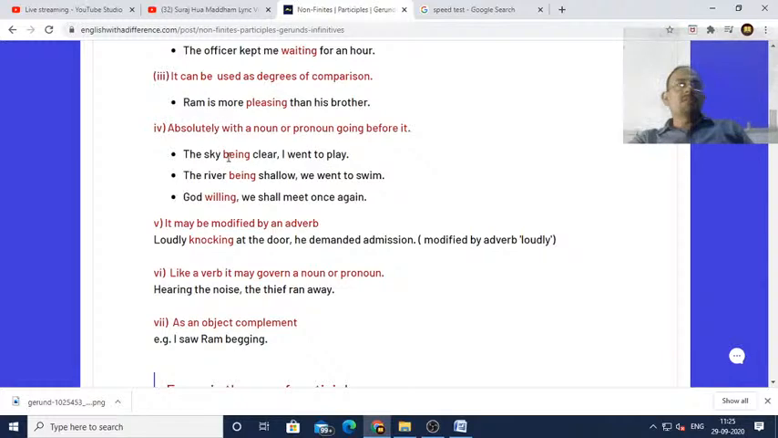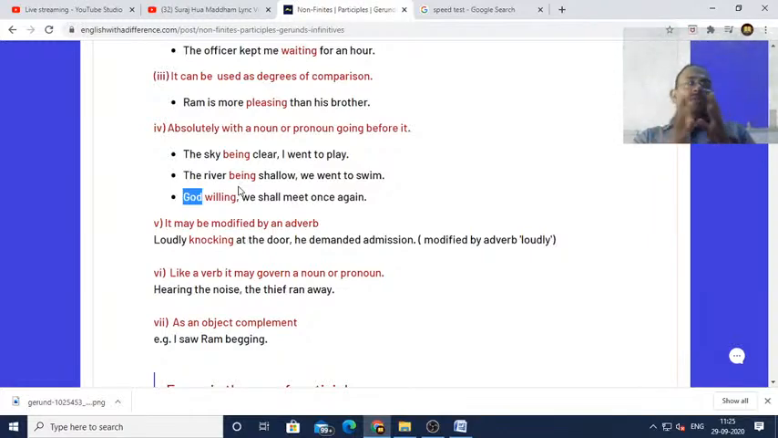It means whenever the participle goes after a noun. The river is a noun, God is a noun. So whenever a participle goes immediately after a noun or a pronoun, of course, the example of a pronoun is not given here. I can tell you the example of a pronoun also in this context. But let us first focus on the noun part. So when is a participle said to be used absolutely? A participle is said to be used absolutely when it is used immediately after a noun or a pronoun.